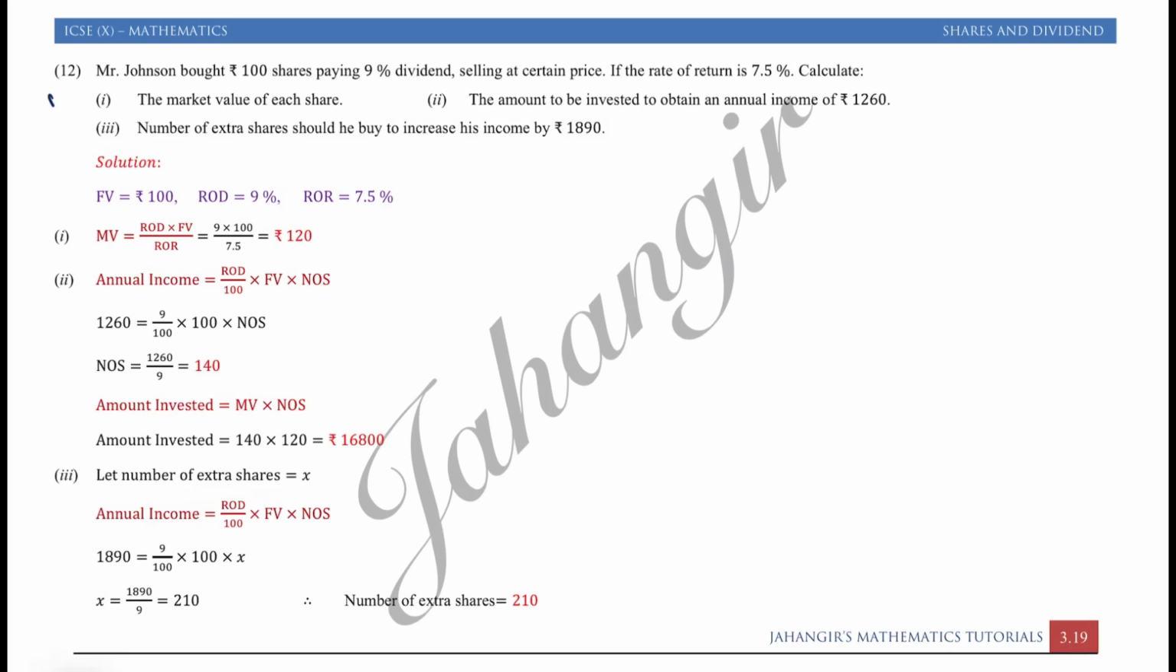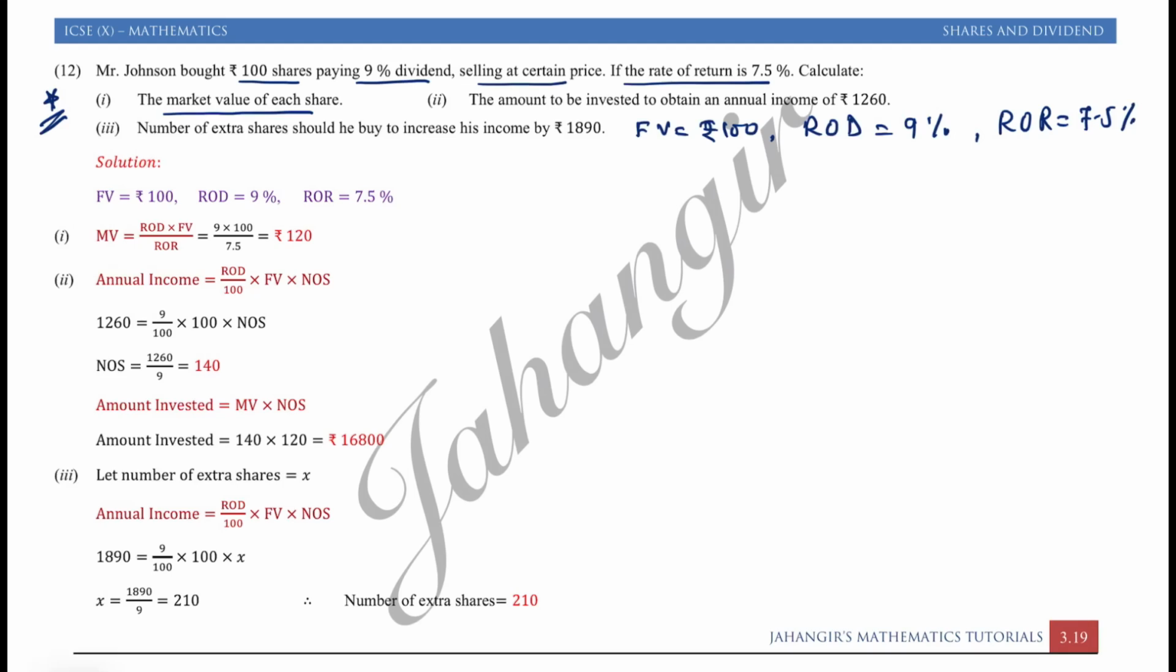This is an important question, again an extra question. Mr. Johnson bought rupees 100 shares paying 9% dividend selling at a certain price. If the rate of return is 7.5%, calculate the market value of each share. So first we will write the information: face value is equal to rupees 100, because it says Johnson bought rupees 100 shares paying 9% dividend. ROD is equal to 9%, and the rate of return is 7.5%. Now we have to find the market value.